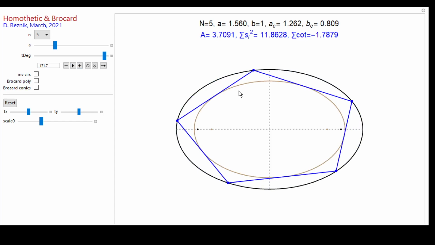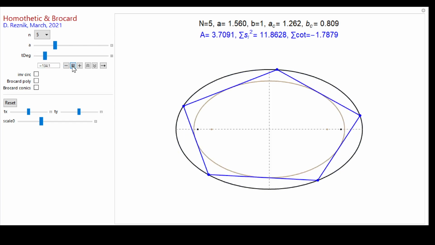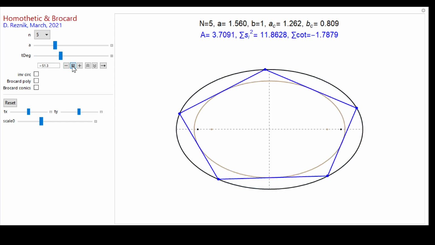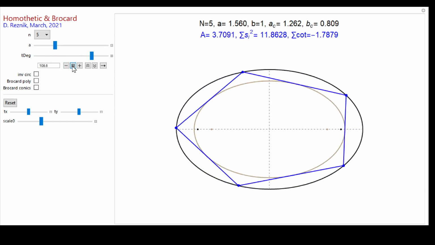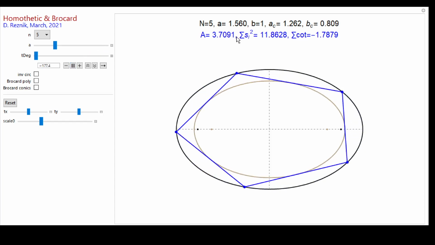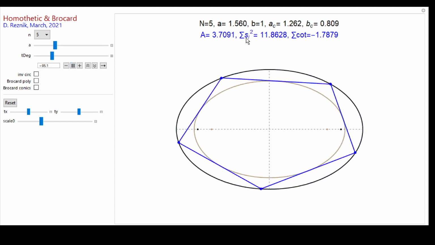A second interesting property is that the sum of squared side lengths of this family is also conserved, and this owes to certain symmetries in trigonometric polynomials, to be described in an upcoming paper. So you can see here that the sum of side lengths squared is conserved.